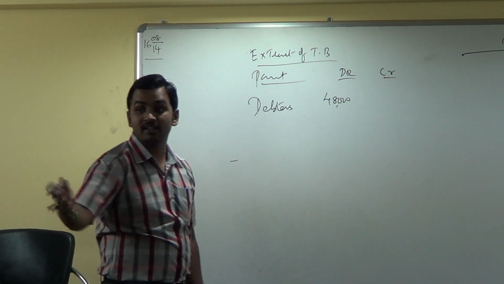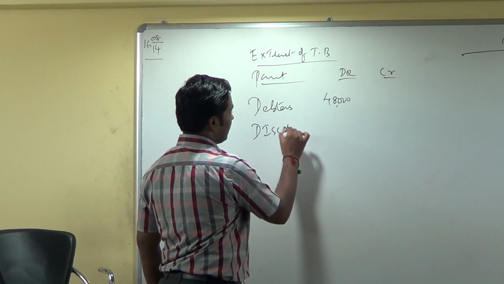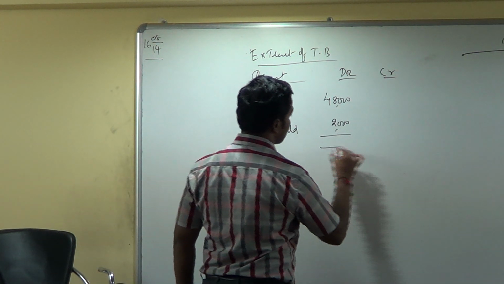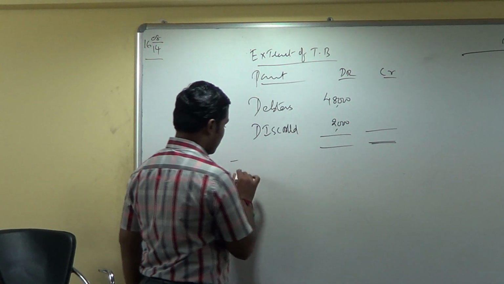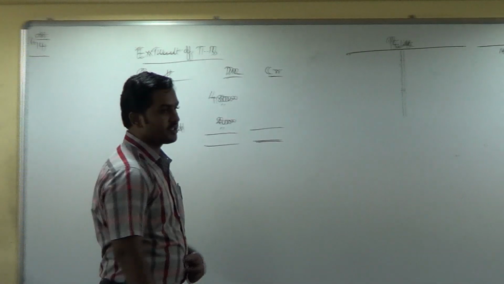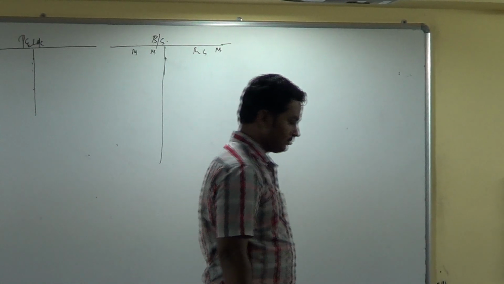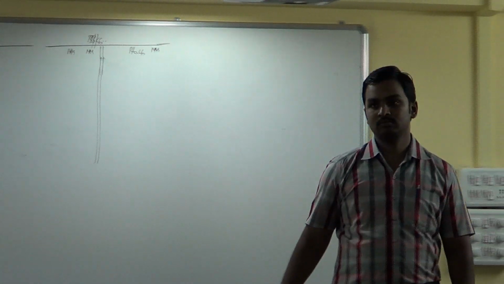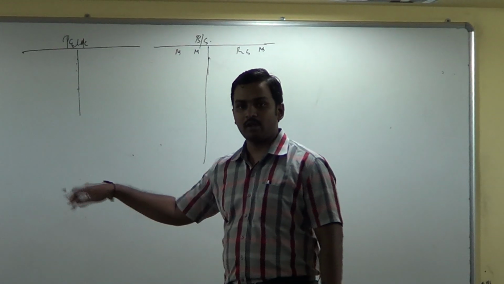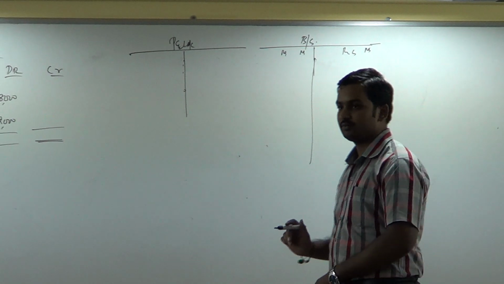Now you should be able to predict. Discount allowed 2,000. Very good. Discount allowed 2,000, debit balance. Close the trial balance. No adjustments. This is the problem which we have already done. We have changed the problem according to our situation.